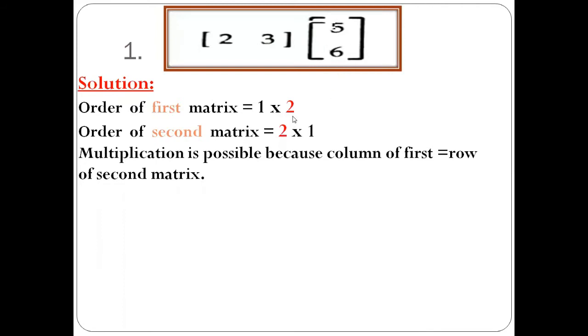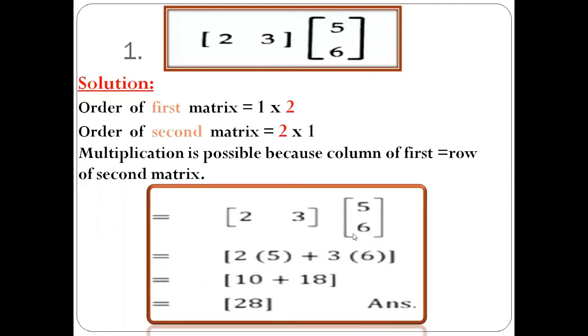According to the condition of possibility, columns of the first matrix equal rows of the second matrix. This is the column of the first matrix and this is the row of the second matrix. And these two numbers are equal. And if these two numbers are equal, the multiplication is possible because columns of the first matrix are equal to rows of the second matrix.